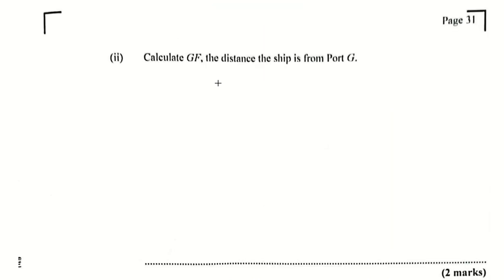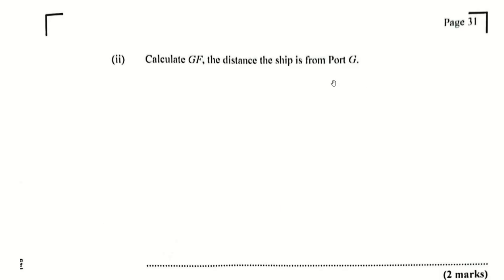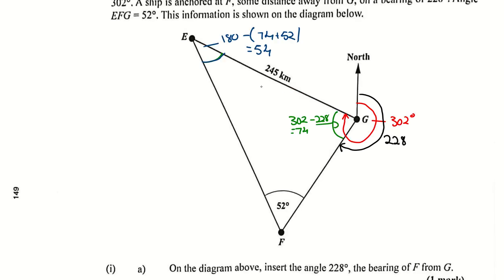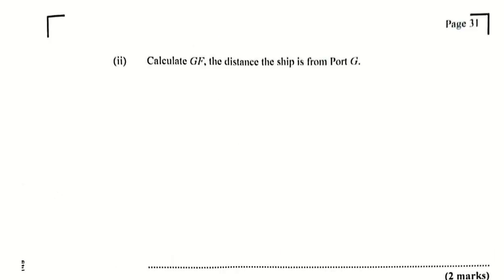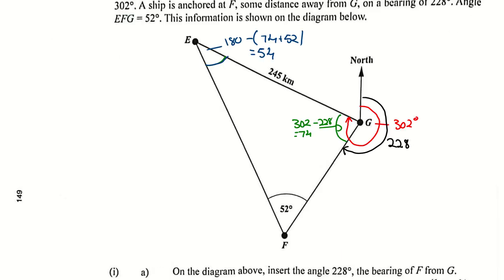So from the information given here, we want to find FG, this side here. We have a side and an angle, and we also have another angle, so we can use the sine rule. This here would be side E, this here is side E, this side here is common G, and this side here is common F.